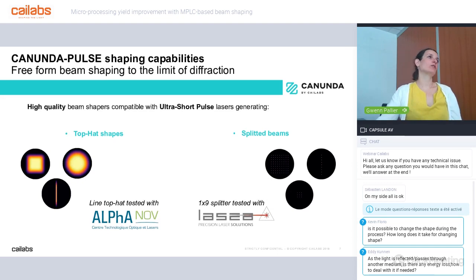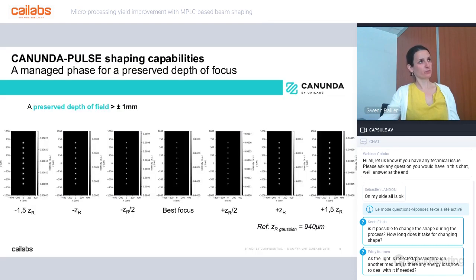So what our shaping capabilities are, and I will be more focused on both applications with LASEA and ALPhANOV that we have done already. In one case, we wanted to improve the yield with top-hat shapes. We have tried the line shape with ALPhANOV, and the idea was to work on surface texturing. We have tested split beams as well, and we tried a 1x9 splitter with LASEA for engraving, and all the process results will be given by my colleagues.